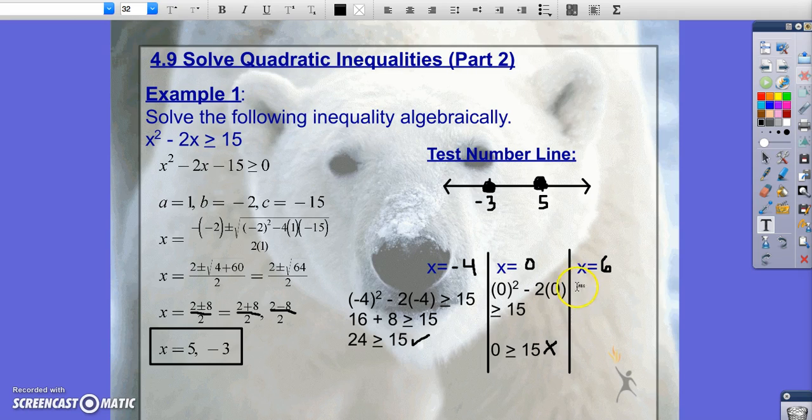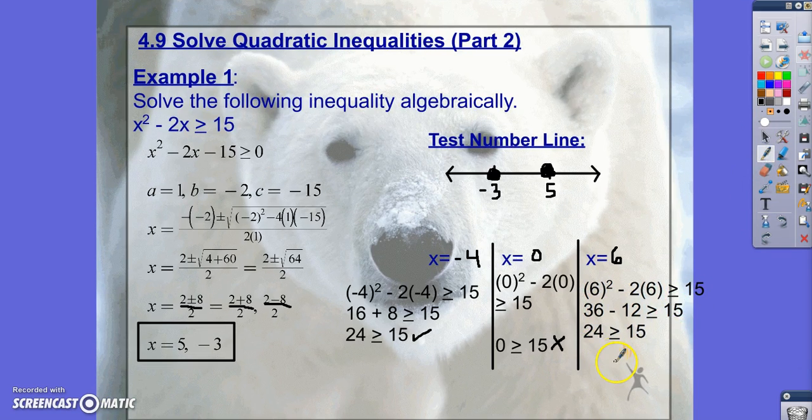You can probably even see where we're going with this, but let's just do the last one as well. Plug in 6. And remember, you can pick whatever numbers you want as long as they fall in between those 3 spots on the number line. Last but not least, I get what? 24 greater than or equal to 15, which is true.